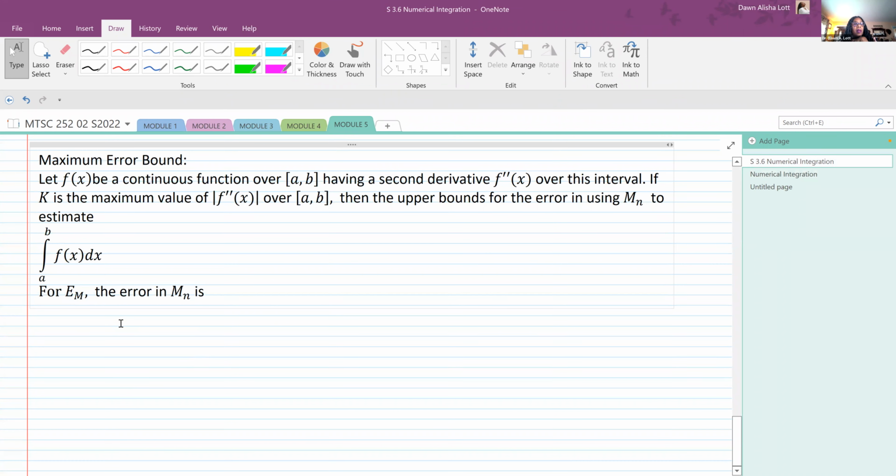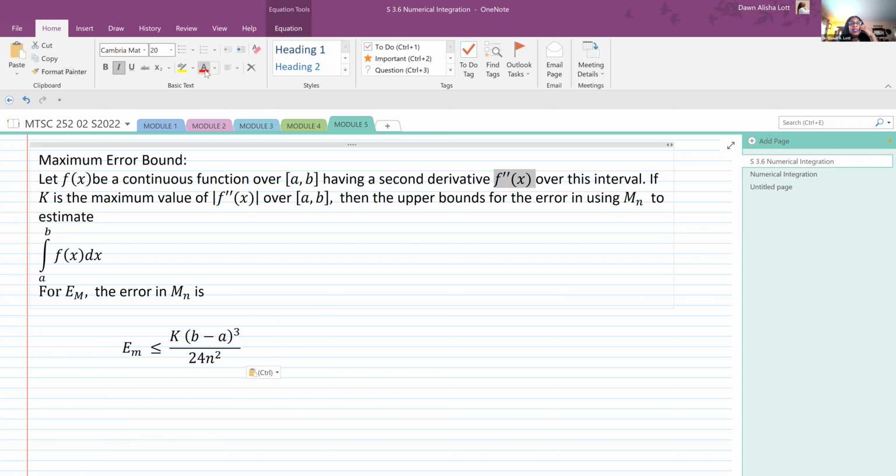Okay, so here we go. So f of x is continuous. Our f of x is x cubed. That works. It's on the interval AB, which is 0, 3, and it has a second derivative. So notice that this error is going to be dependent on our second derivative. So we need to find k, which is the maximum value of the absolute value of the second derivative on the interval. Once we do that, then we can find a maximum error bound. In other words, this is the maximum our error can be for any n that we use. Okay, so let's compute it for this problem.